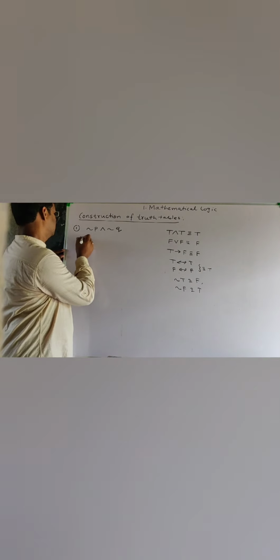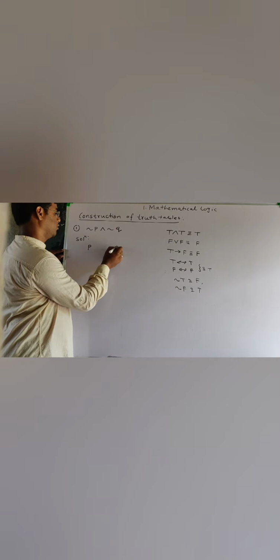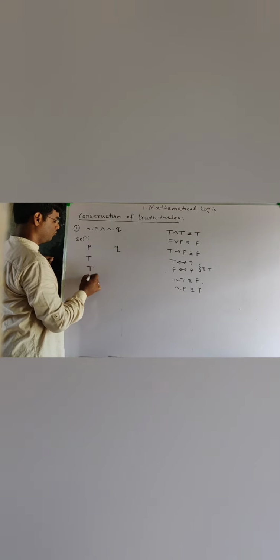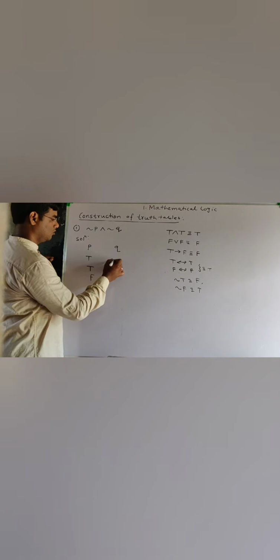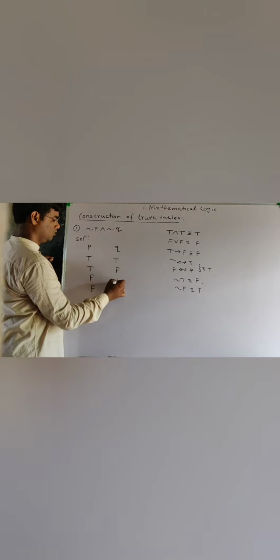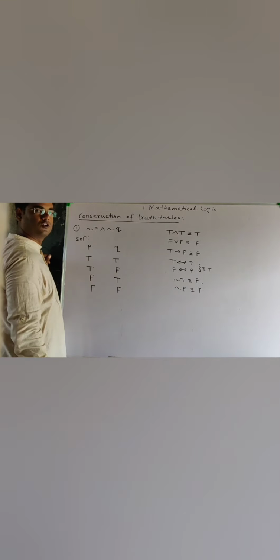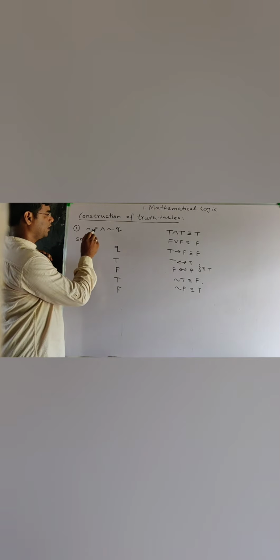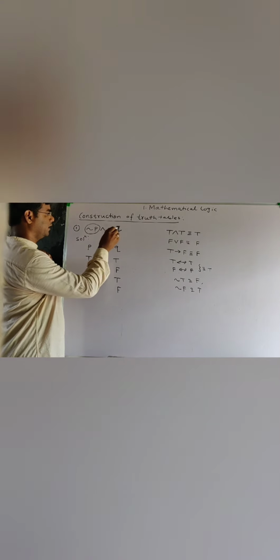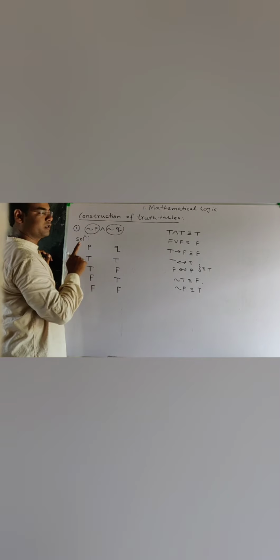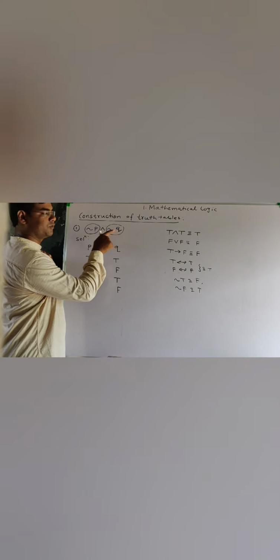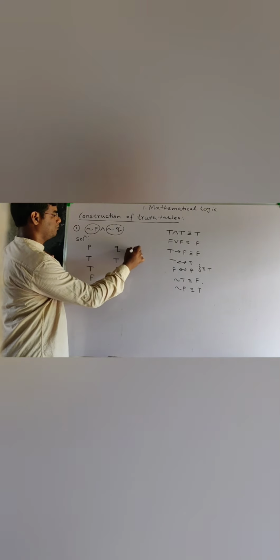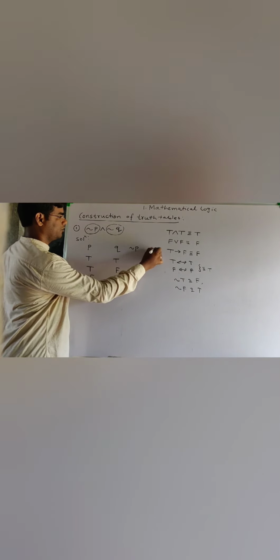So let us take the 2 statements, P and Q. The common entries are true, true, false, false, and true, false, true, false. These are the common entries for 2 statements. Now we have to find negation of P and negation of Q, and then connect negation of P and negation of Q with conjunction, and. First we will find negation of P and then negation of Q.